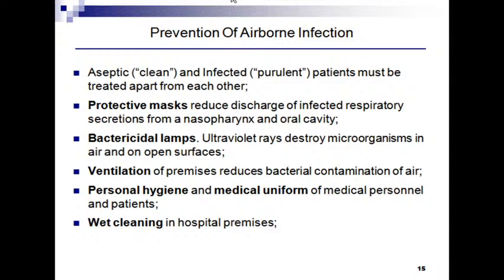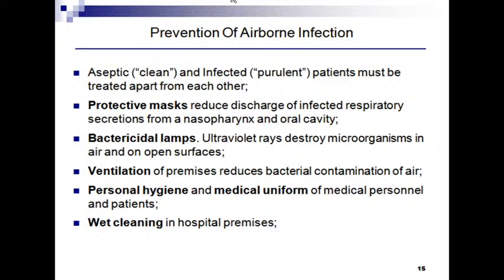Prevention of airborne infection: prevent transmission of bacteria through air, through droplets or dust. First rule of organization of work in the hospital: aseptic, clean patients and infected patients with purulent diseases must be treated apart from each other to exclude cross-contamination, transmission of bacteria from an infected person to another person. Protective masks reduce discharge of infected respiratory secretions from the nasopharynx and oral cavity. Wearing a mask reduces discharge of bacteria and the number of bacteria into the air.